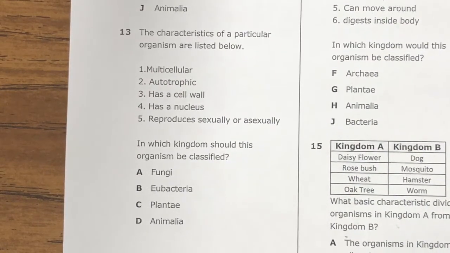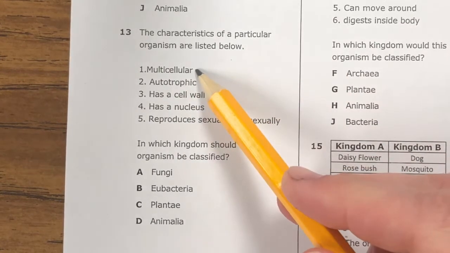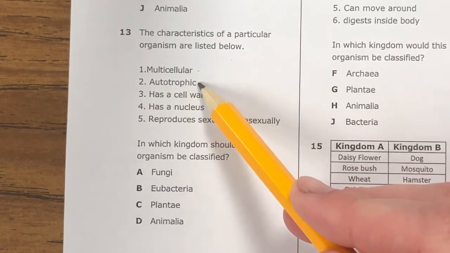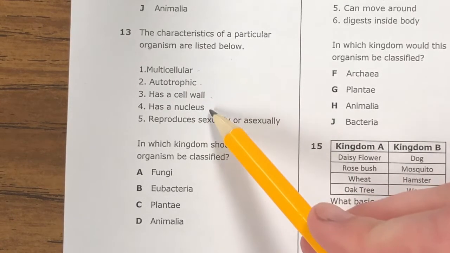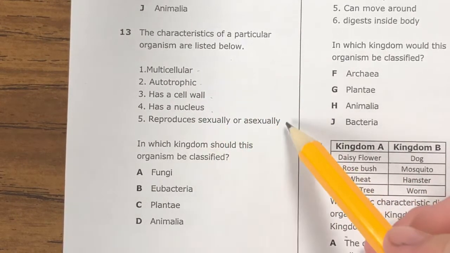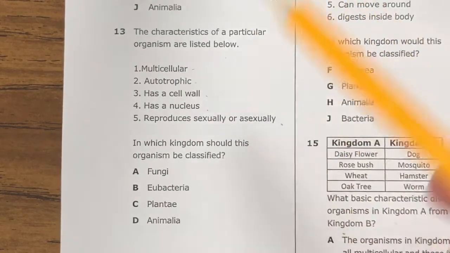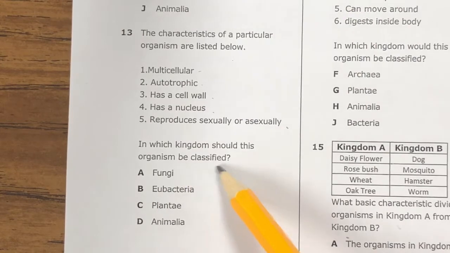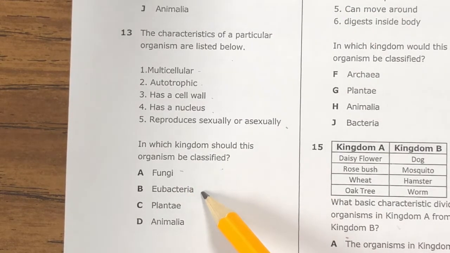The characteristics of a particular organism are listed below. So here's our characteristics. 1, it's multicellular. 2, it's autotrophic. 3, it has a cell wall. 4, it has a nucleus. And 5, it reproduces sexually or asexually. In which kingdom should this organism be classified? A, fungi, B, bacteria, C, plantae, or D, animalia?